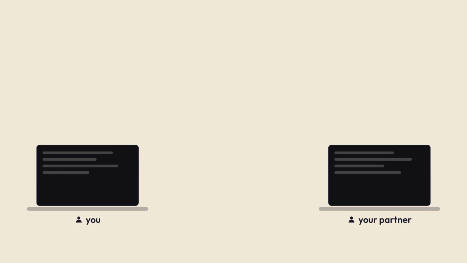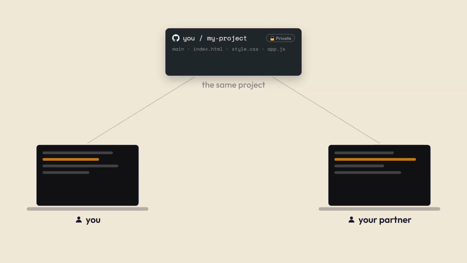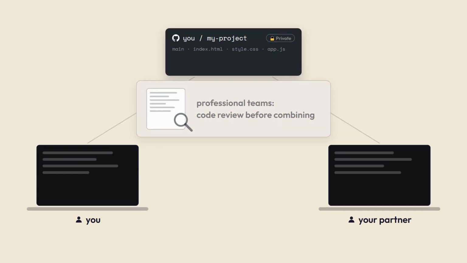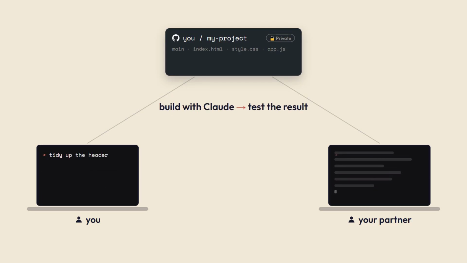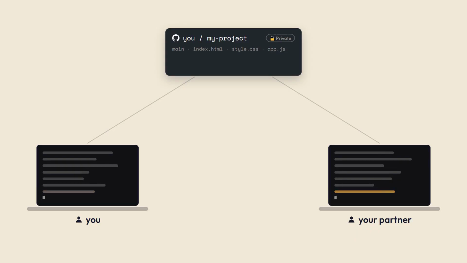Suppose now that you're building with a partner and you're both making changes to the same project. In professional settings, teams review each other's code before it's combined. That isn't the situation here. Neither of you is reading code line by line. You're each building with Claude and testing whether the result behaves correctly. So the working agreement is simpler, and it uses both directions you already know.